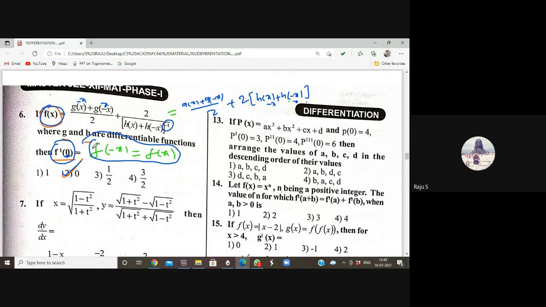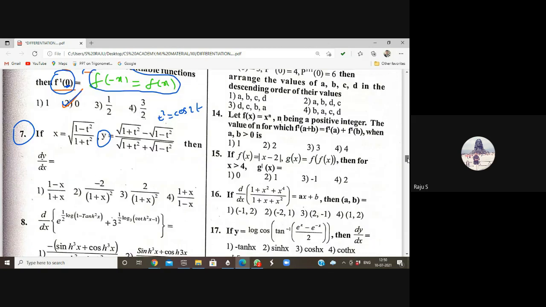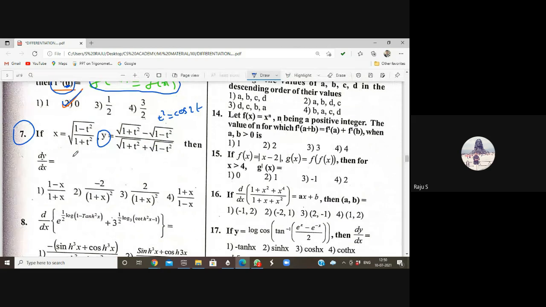Having any doubt? Next question, question number 7. x is given, y is given. x and y are functions like a parametric equation. Can you differentiate this y directly? This kind of question we have already done. t square is equal to, substitute cos 2t. Cos 2t means again it is.